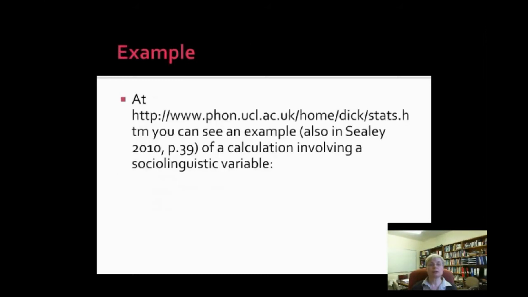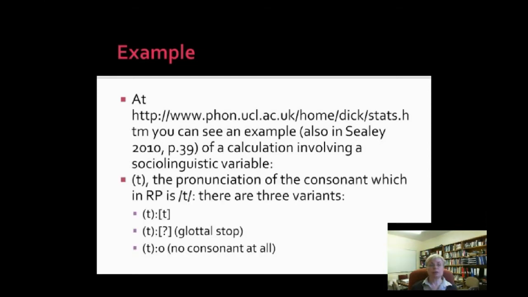And there's an example of this in the textbook, which is adapted from something that Dick Hudson, a linguist in London, put online on his homepage, and I've checked recently, it is still there. He takes as an example a sociolinguistic variable, what in RP is pronounced as T, and looks at the different ways that people might pronounce this depending on their accent. One way is with a glottal stop, one way is not to pronounce it at all, and the default variant is taken to be the T variant.